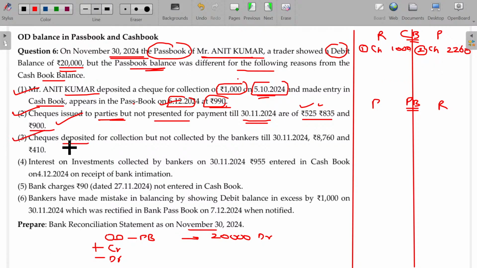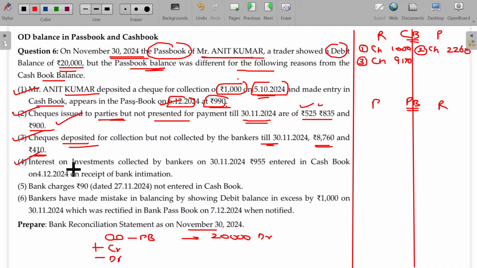And third, check deposited for collection but not collected till this date. How many checks? 2 checks. Okay, we have shown that in the receipt side but not collected. What's the value? Come on, add up these two. 9,170.